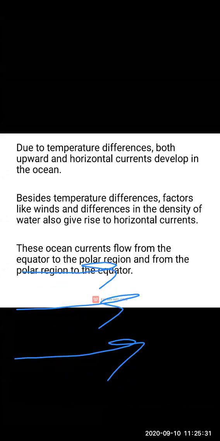So these currents, children, see what happens now. These currents flow from the equator to the polar region and from the polar region to the equator. These upward currents and horizontal currents, these ocean currents, flow from the equator to the polar region and from the polar region to the equator. Now I'll show you this in the figure.